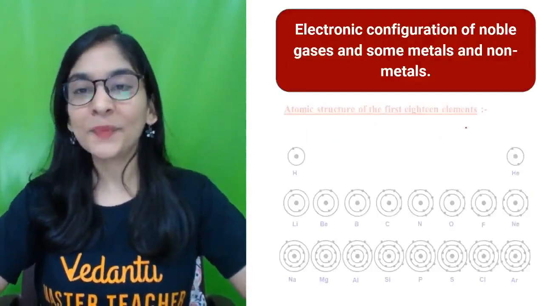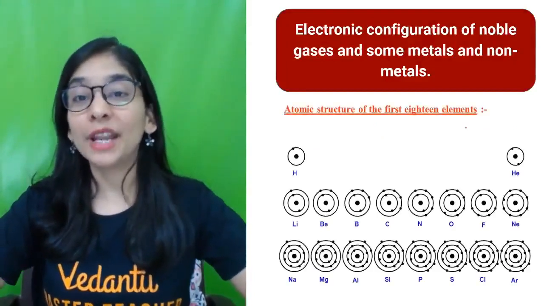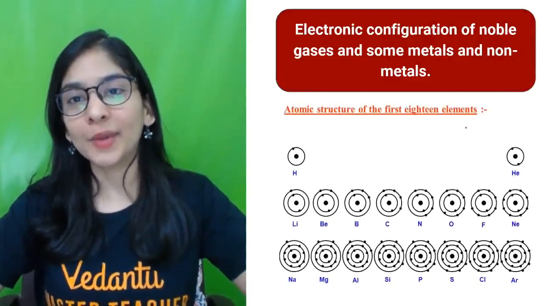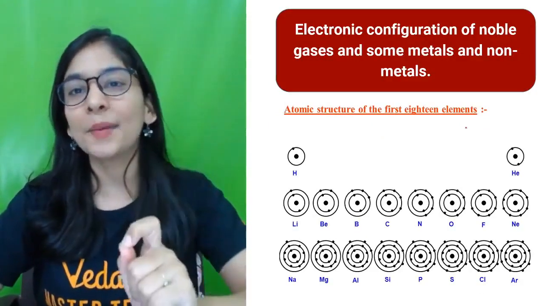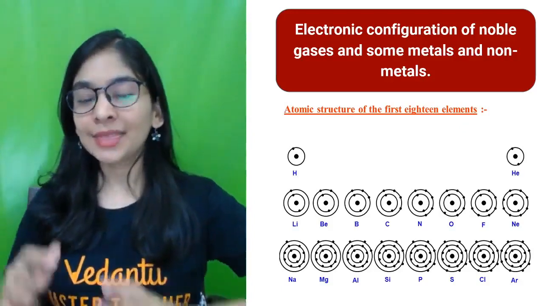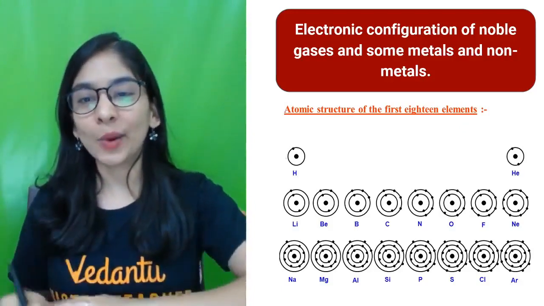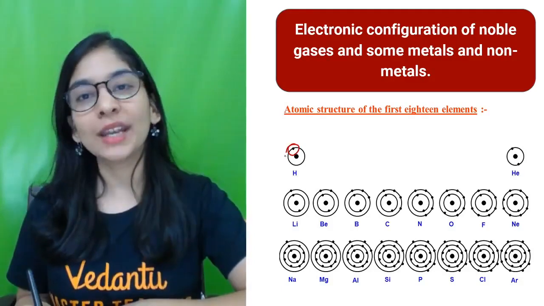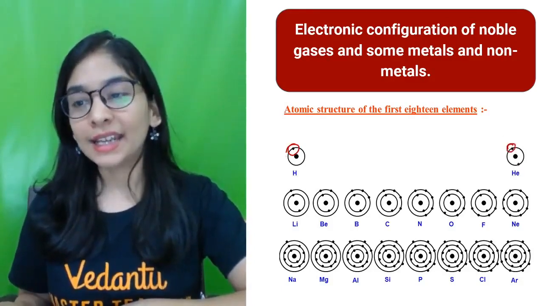We are going to start by knowing the configuration of metals and non-metals, because that is the biggest step that we should know, which will help us to decide the bonding. These are the configurations of the first 20 elements. What I'm seeing is hydrogen is having just 1 electron in the valence shell, and helium 2.